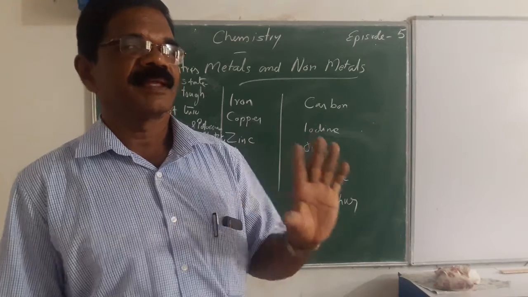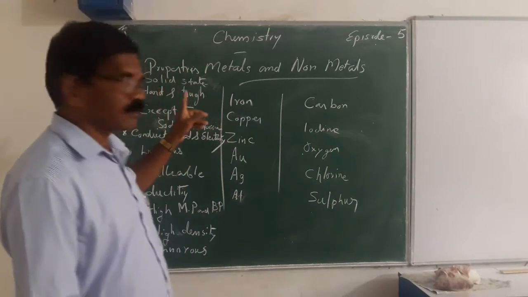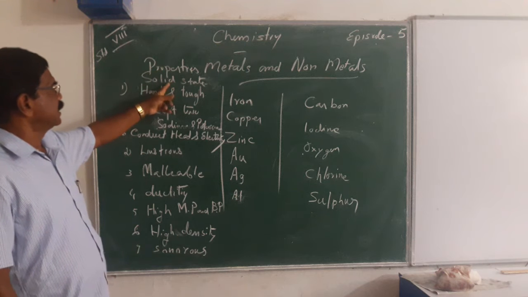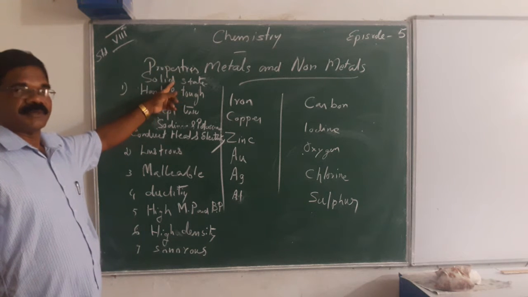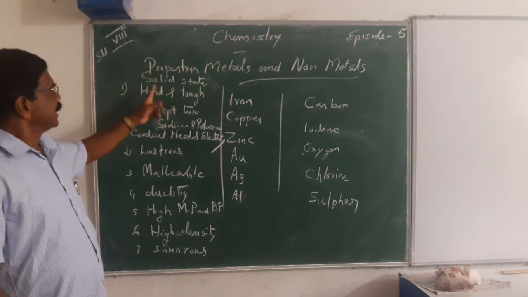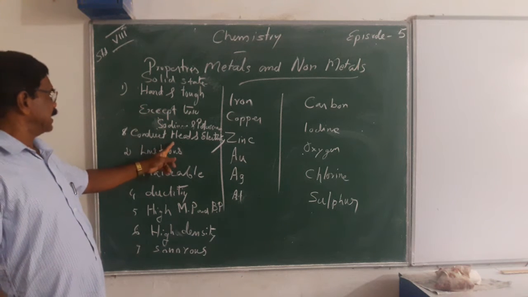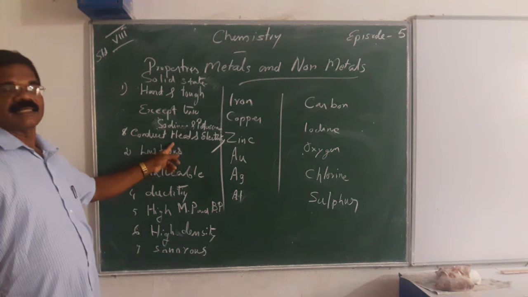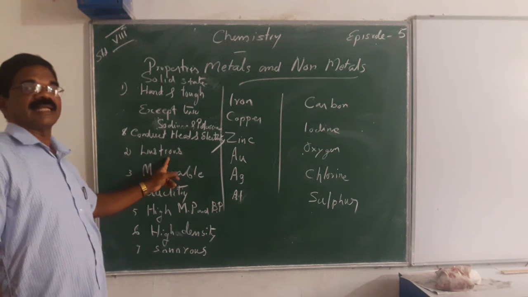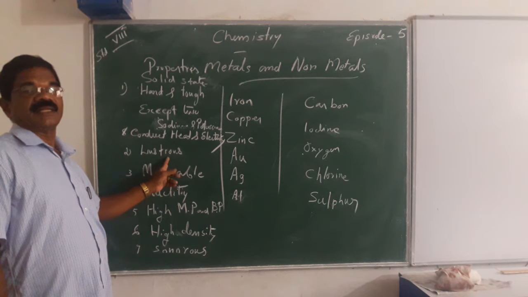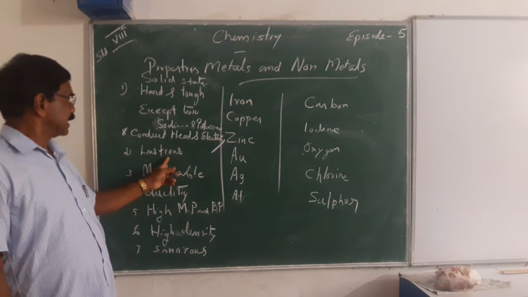First, you have to remember the general properties of the metal. What are the general properties? Metals are found in the solid state. They are hard and tough. They conduct heat and electricity. They are lustrous, the shining appearance of the freshly broken or cut end of the metals.